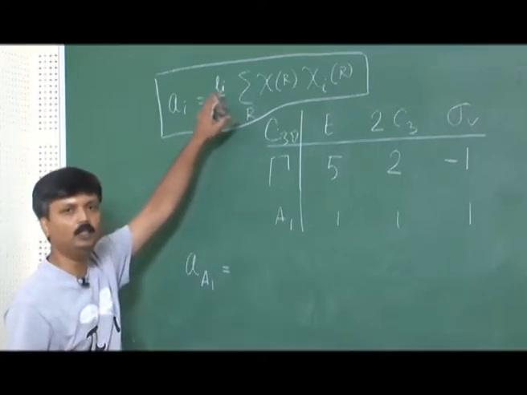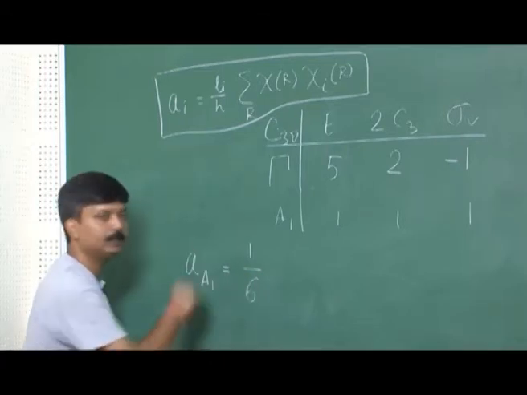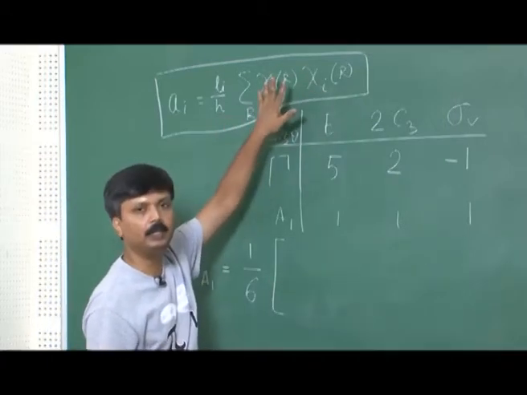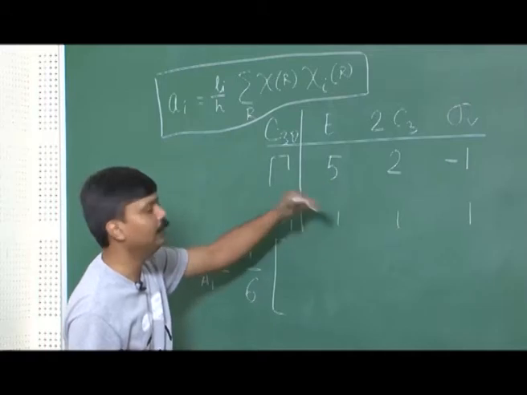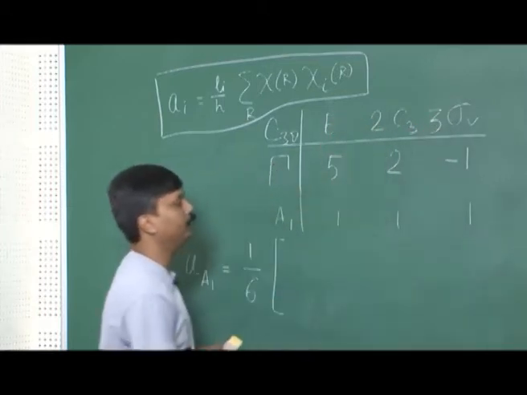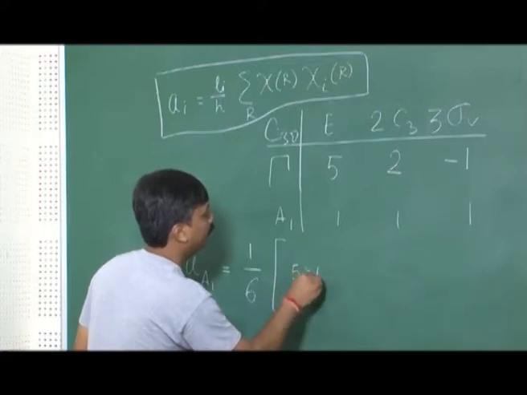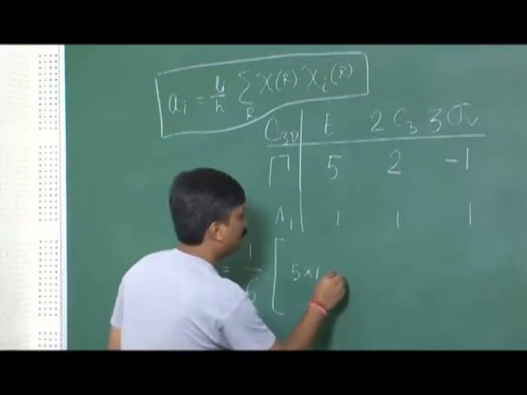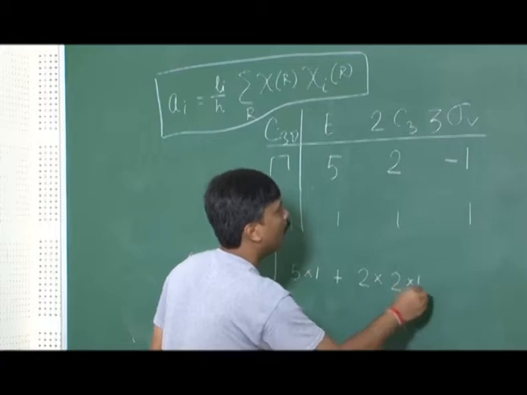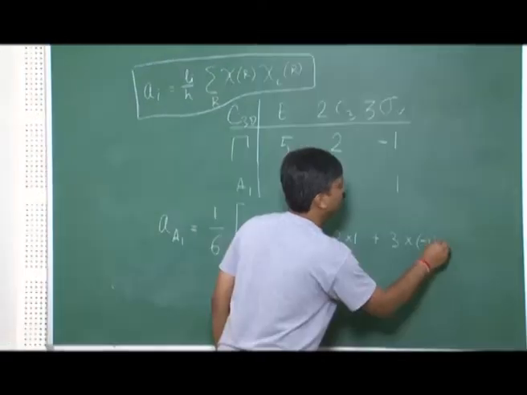So li is 1, so I do not care about that. So it is 1 by h, that means 6, fine. And then I have to sum this combination, fine. So I will combine this one and then keep summing, and we have to remember these numbers. So here we missed 3 here. Okay. So I have 5 into 1 plus 2 into 2 into 1 plus 3 into minus 1 into 1.